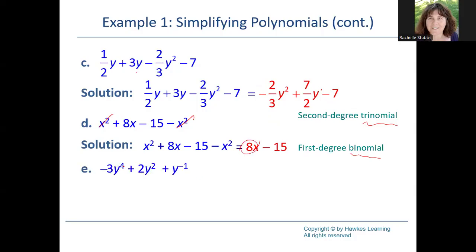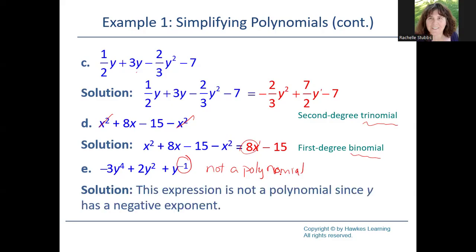Okay, E, let's see. I've got a y to the 4th, y squared. And uh-oh, alarm. Remember, a polynomial cannot have an exponent with a negative. So this is not even a polynomial. We would just say not a polynomial. So when you see that negative term, you're going to say that it is not a polynomial because it has a negative exponent.